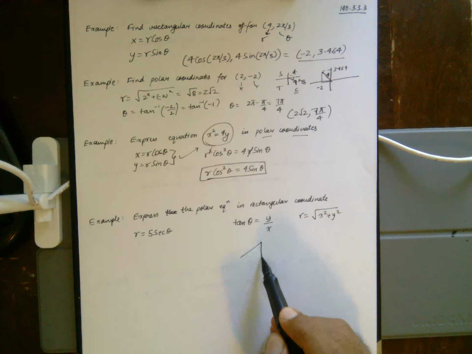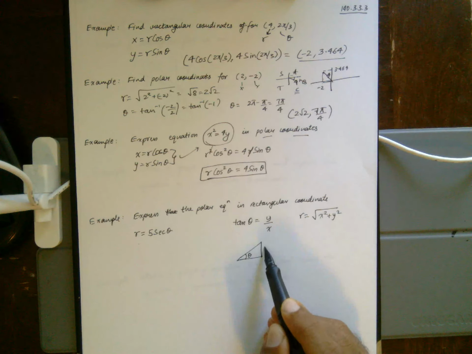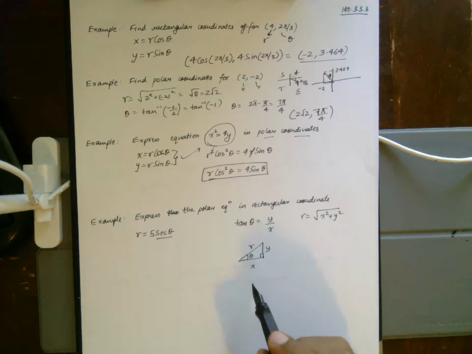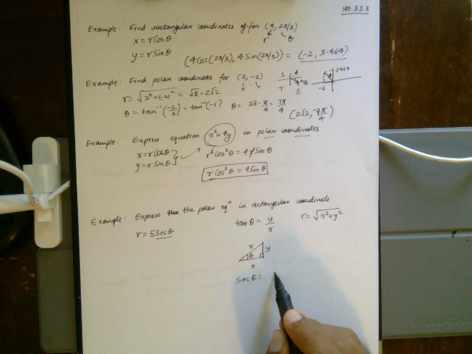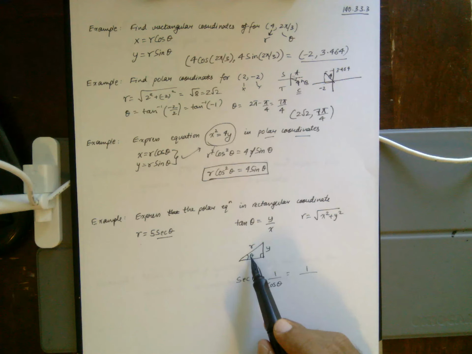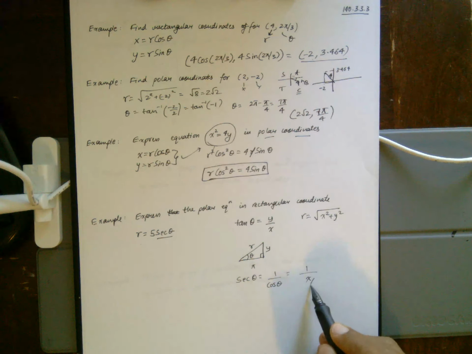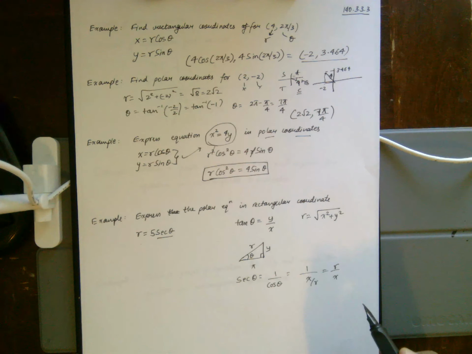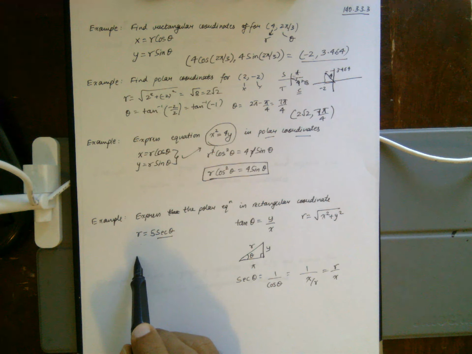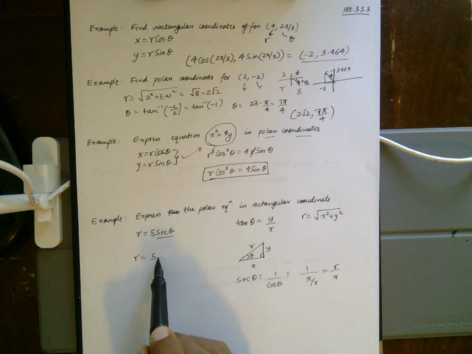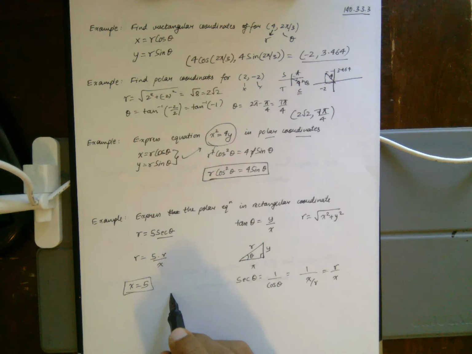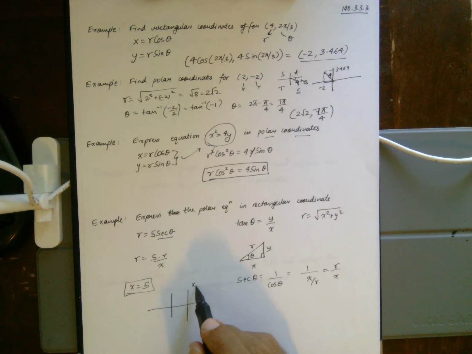Now this gives me that there is a triangle where this is y and this is x and this is r. Now what is secant theta? Secant theta is 1 over cosine theta, which is 1 over x over r, which is r over x. So this just gives me r equals 5 times r over x, or x equals 5. So this is nothing but just a vertical line, x equals 5.